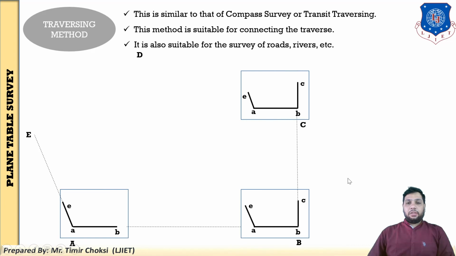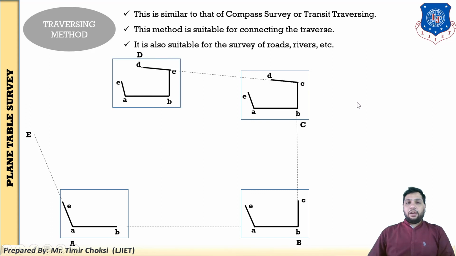Similarly, put the plane table at C station and bisect the point D, and plot the small d with a suitable scale on the drawing sheet. Similarly, set up the plane table at D, bisect the point E, and your traverse will be done. This type of traverse is used for making a transit traverse as well as surveys for roads and rivers. This method is called the traversing method.